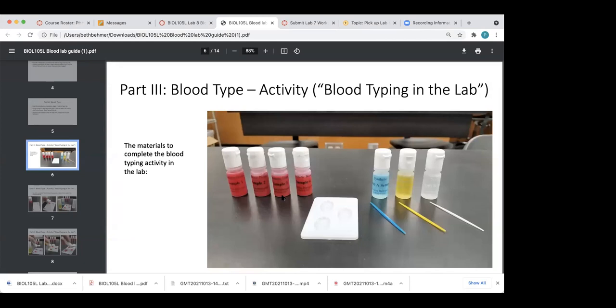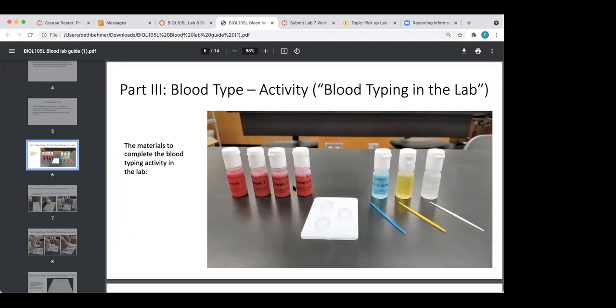So here are the materials to complete the blood typing activity in this lab. And what we're doing here is we have 4 synthetic types of blood. So we need to determine the blood type of these 4 blood samples. And to do that, we are going to use different antibodies. So here's antibody A, antibody B, antibody D, which will give us the positive or negative factor. And we're going to add antibodies to each of the 4 different samples. So we'll run through this 4 times.